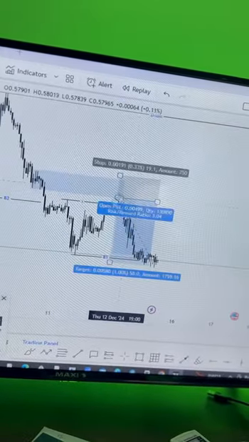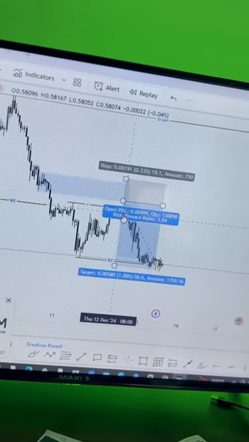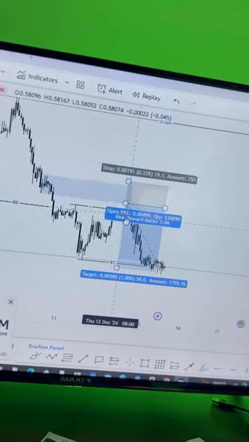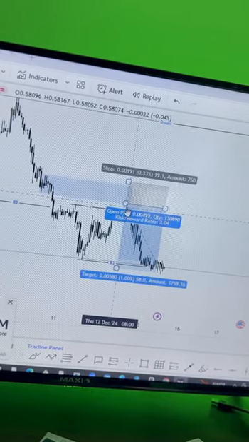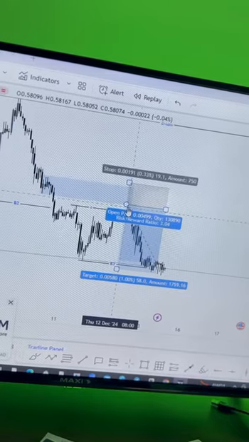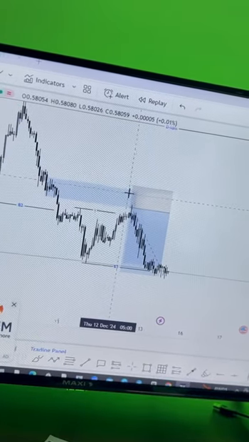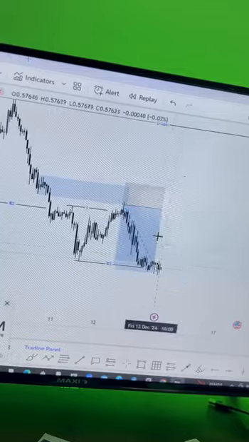So look at it. I took this trade on Tuesday when the market mitigates this level. Yes, that's on the 12th, which is yesterday. That's Thursday. That's when I took this trade, and look at it.